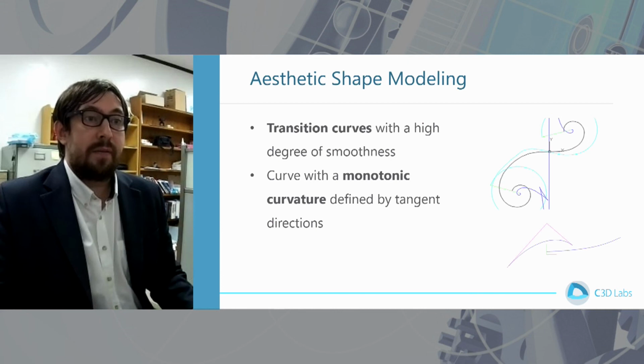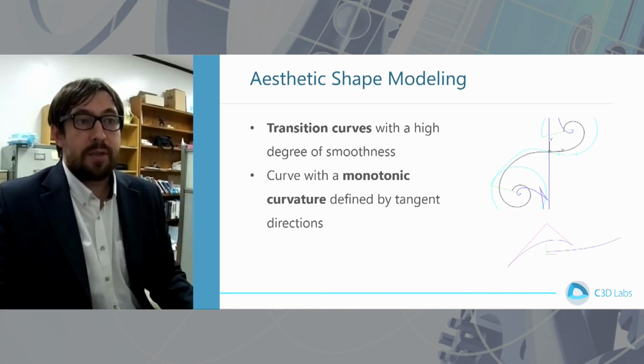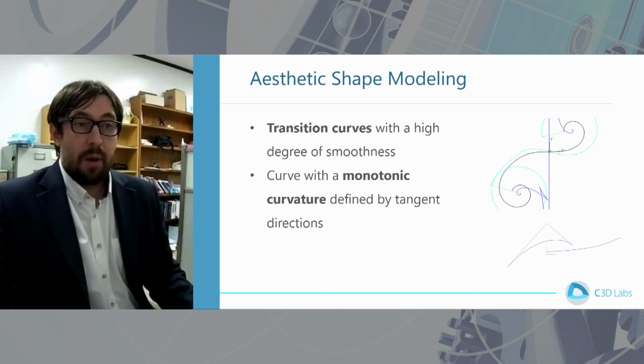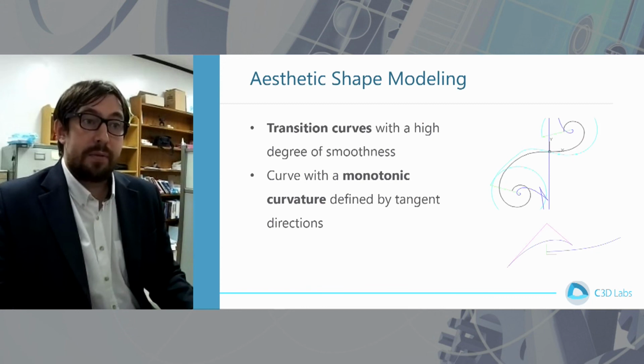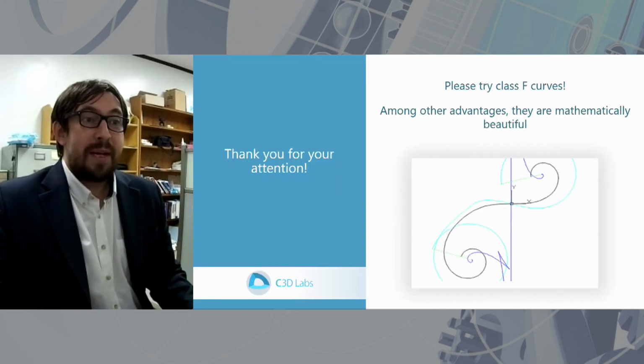Moreover, C3D FairCurveModeler integrates unique methods for constructing composite curves up to the 9th degree of smoothness. So it can be applied to constructing transition curves. We can also generate monotonic curvature curves from two given points and tangent directions at these points. Please try class F curves. Among other advantages, they are mathematically beautiful.